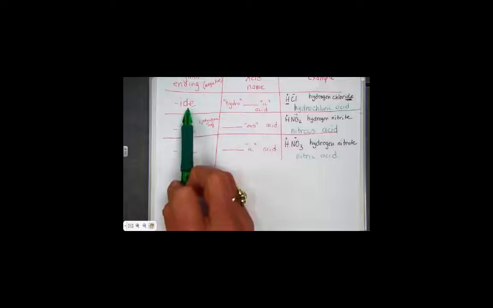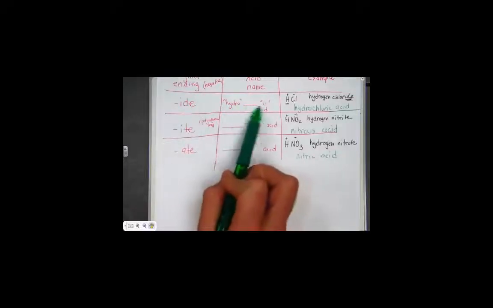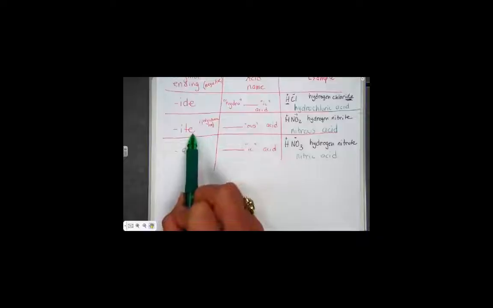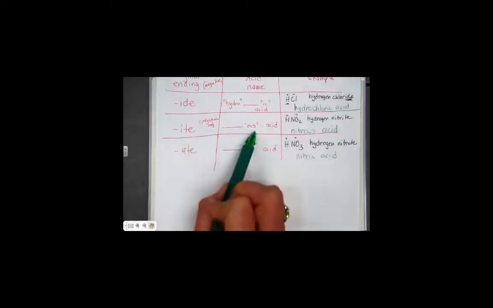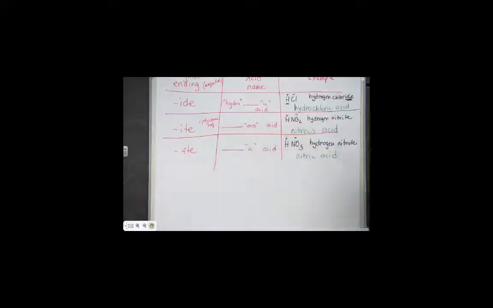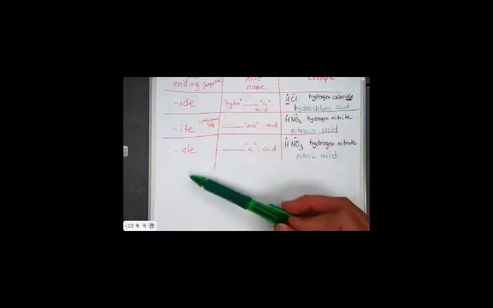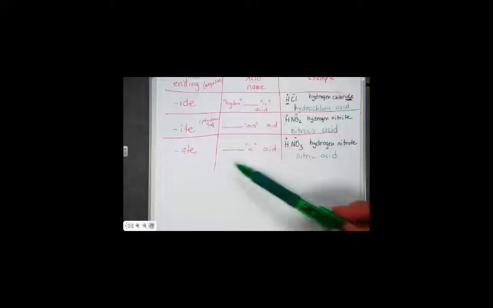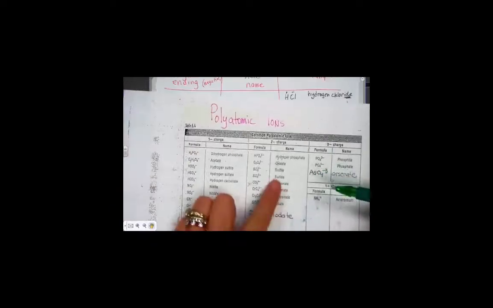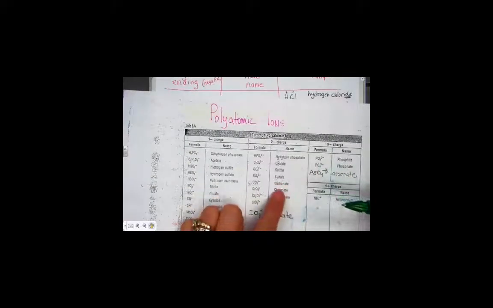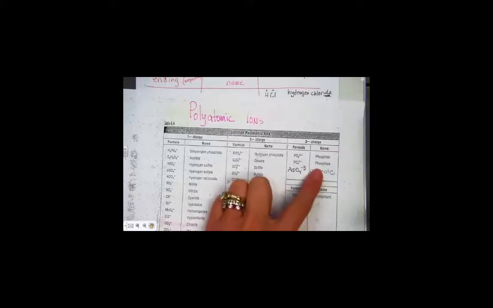If the compound ended with ide, I-D-E, hydro, root word ic. If the compound ended with ite turns to us, and we get chlorous, nitrous, sulfurous acids as examples. Ite turns to us. And if a compound originally ended with ate turns to ic, we have examples: nitric acid, sulfuric acid, carbonic acid, phosphoric acid. Here I'm going directly to the root word and ending it with ic.